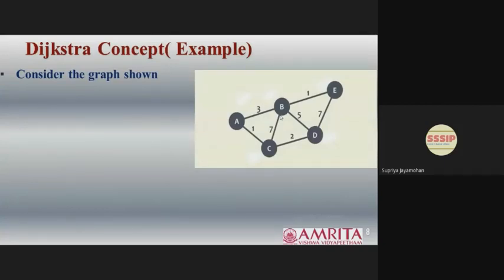So let us go on with an example. Perhaps the example will say a lot more than what has been mentioned as the algorithm. You could see here the number of nodes has been reduced. We have made it into a 5-node structure. What are the nodes? As you could see, this is node A, this is node B, this is node C, this is node D, and this is node E.